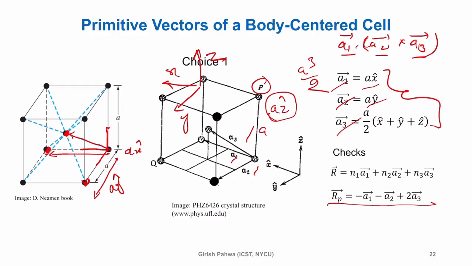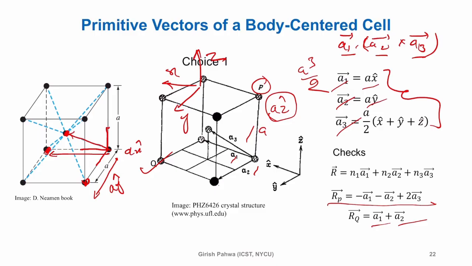This is just one example. It looks a little bit complicated, but yeah, it's not something you'll have to do again and again, right? You can simply just remember, oh, A1, A2 and A3 in a BCC look like this, but it's good if you know the logic behind all of these things. Similarly, you can calculate the position vector of, say, point Q here. So this is the point Q. You can express it as A1 plus A2. Okay, so this is one set of primitive vectors for a body-centered cell.